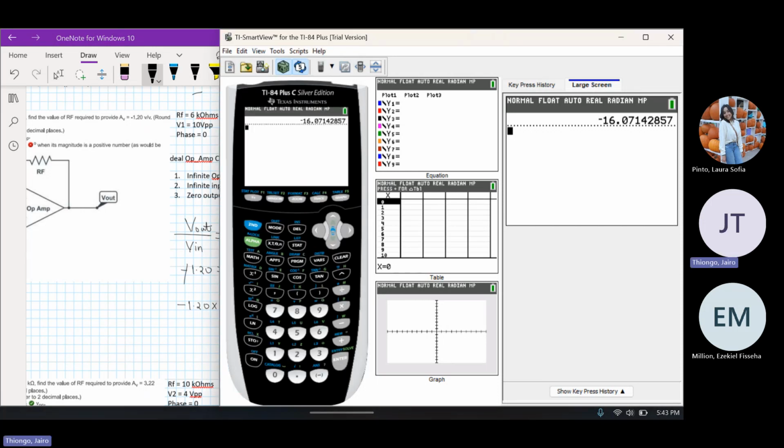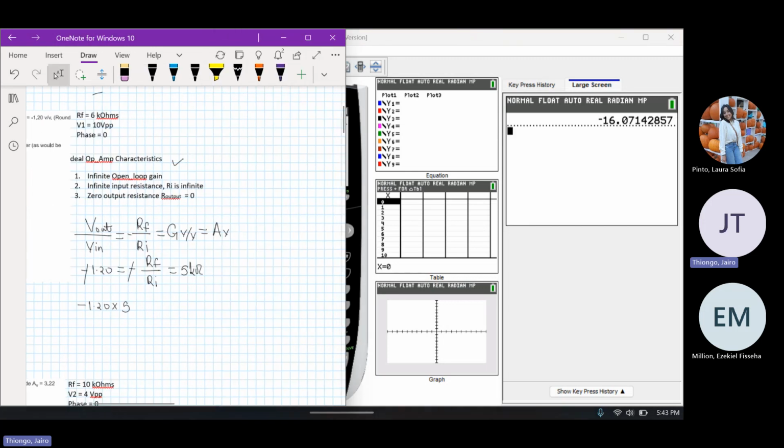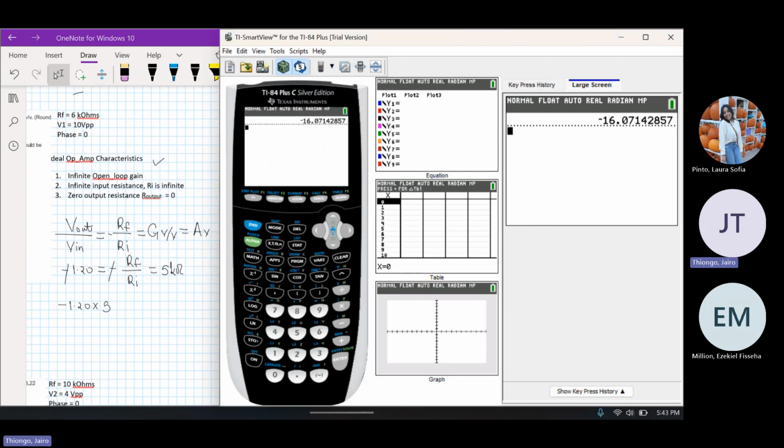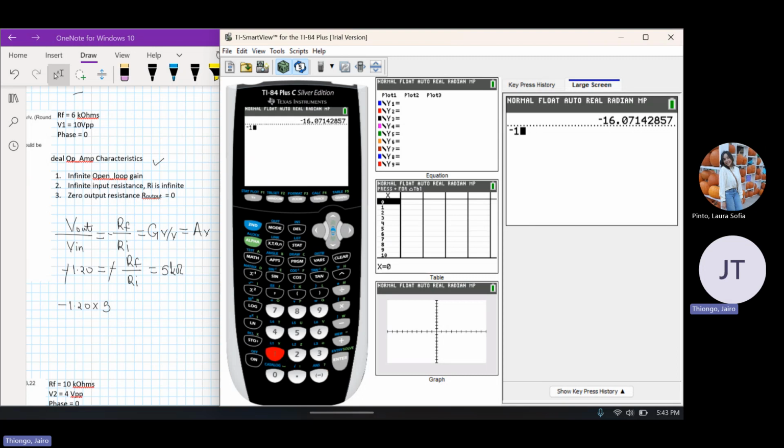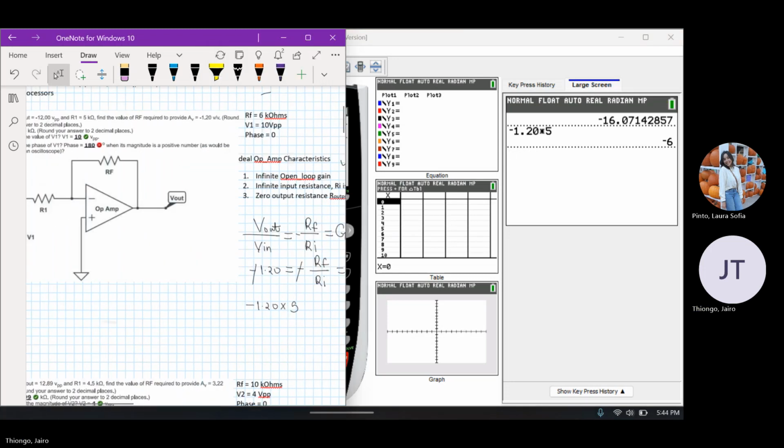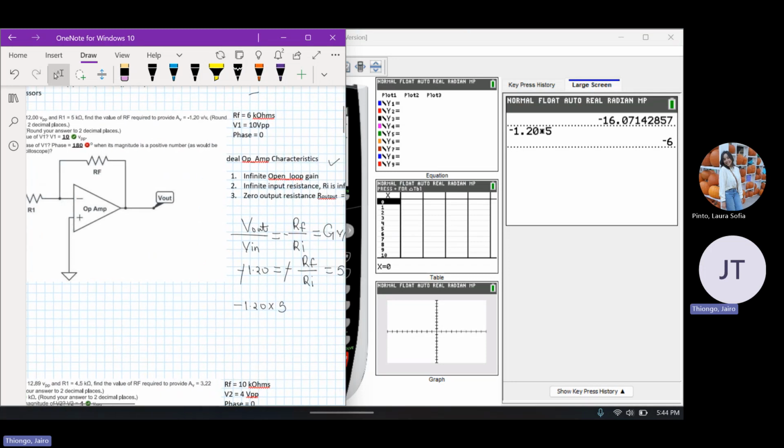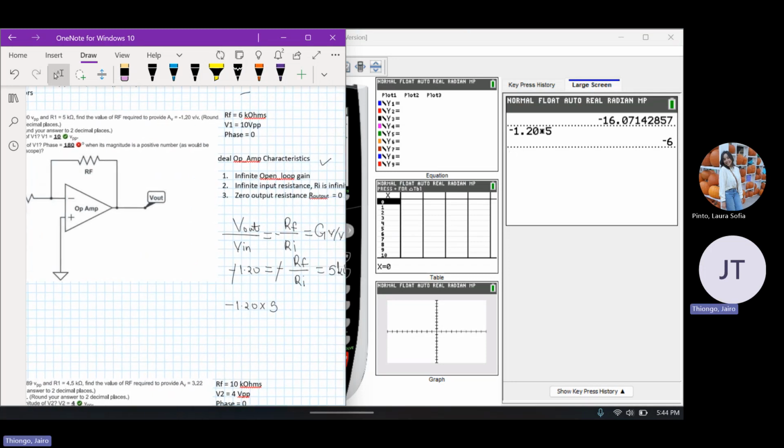Using our emulator calculator over here, we have minus 1.20 multiplied by 5, and you get the value as 6. It shouldn't be minus 6, it should be 6. We took out the minus.